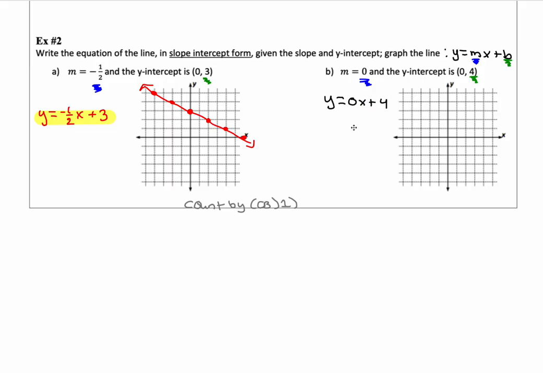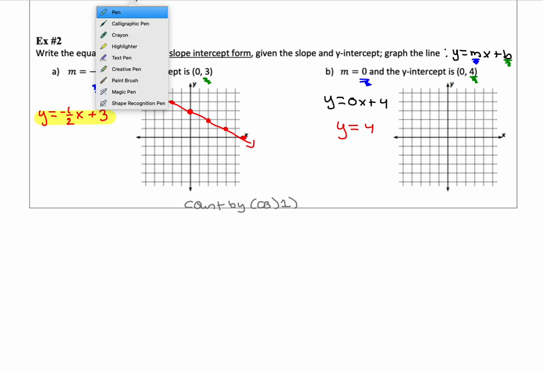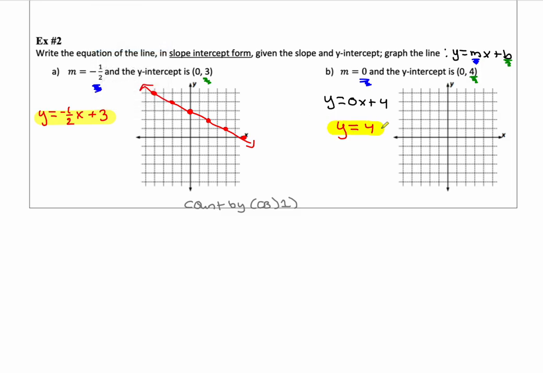So how can I rewrite this? Well, 0 times x is just 0. That means that we don't actually have to have that 0x. The equation of this line in slope-intercept form is actually y equals 4, because 0 times x is 0, and 0 plus 4 is just 4. That means that this is the actual equation in slope-intercept form. Now, is y equals 0x plus 4 wrong? No, but it is not written this way because 0 times x is 0.